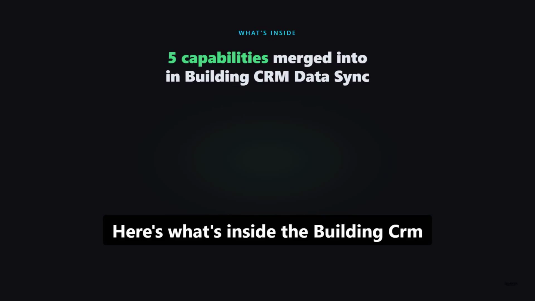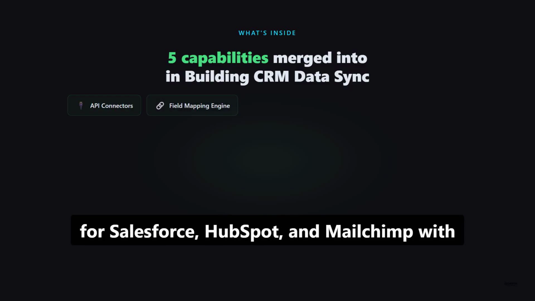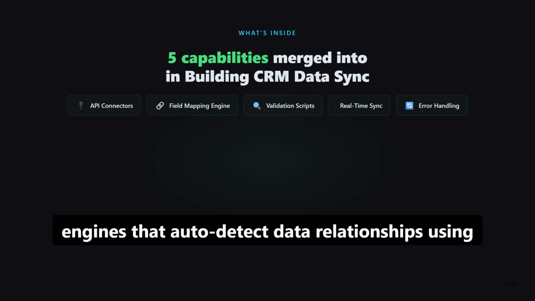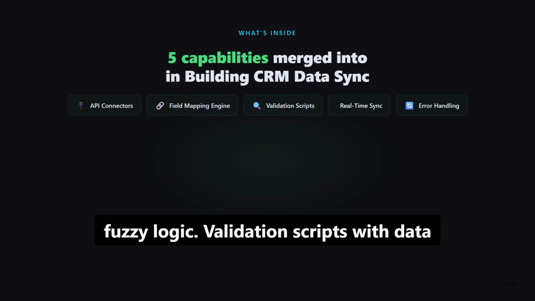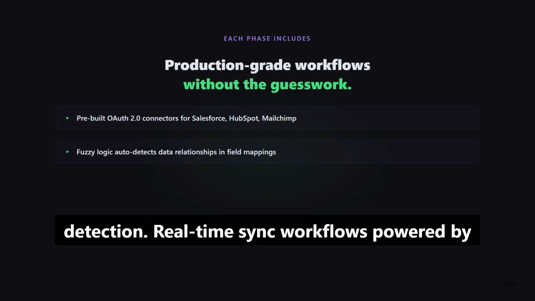Here's what's inside the Building CRM Data Sync skill. API connectors pre-built for Salesforce, HubSpot, and MailChimp with OAuth 2.0 authentication. Customizable field mapping engines that auto-detect data relationships using fuzzy logic. Validation scripts with data type enforcement, null checks, and duplicate detection.